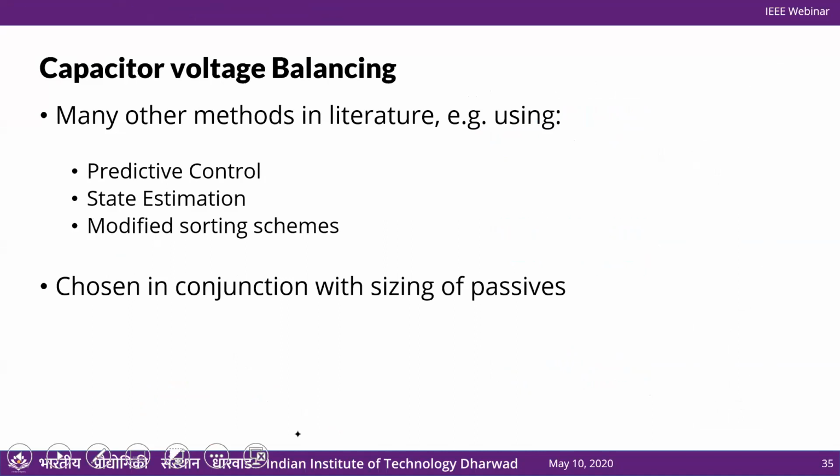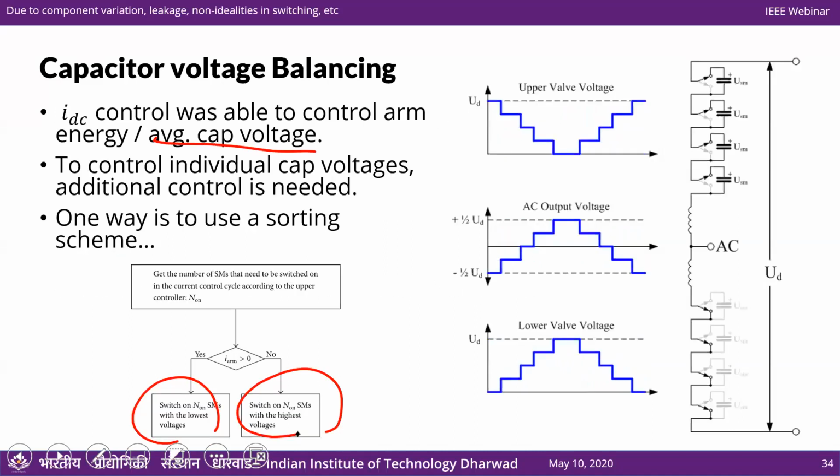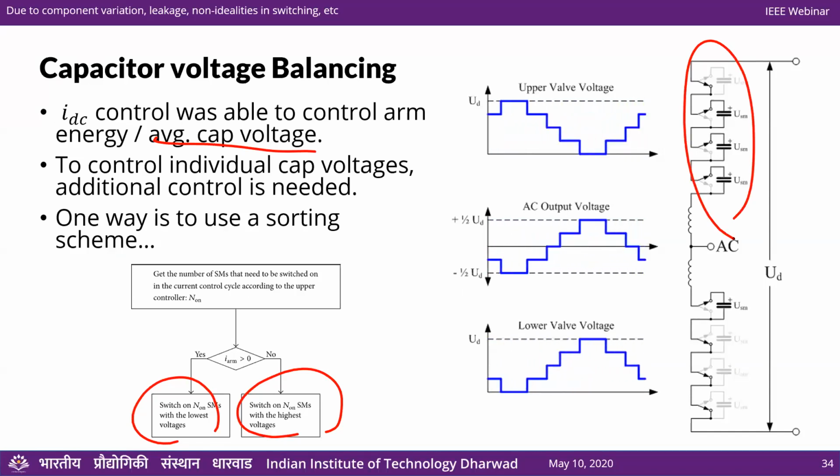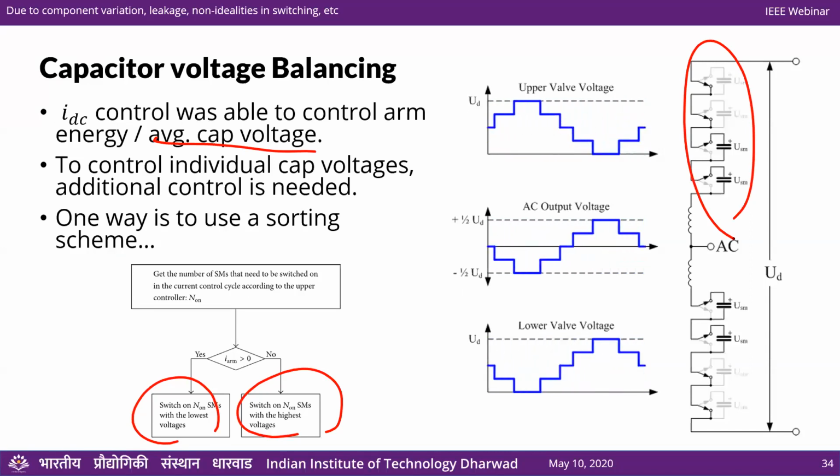So easiest, of course, is to sort all the voltages. So if there are n voltages, we just sort them. And when we want to insert, we insert the lowest. When we want to remove, we remove the highest. That's one way of doing it.